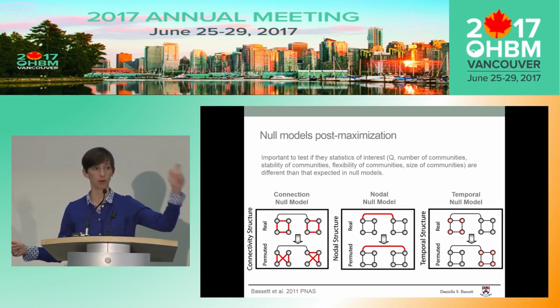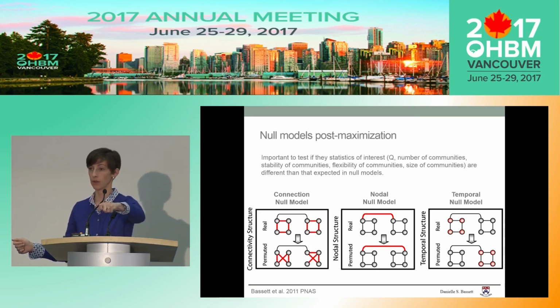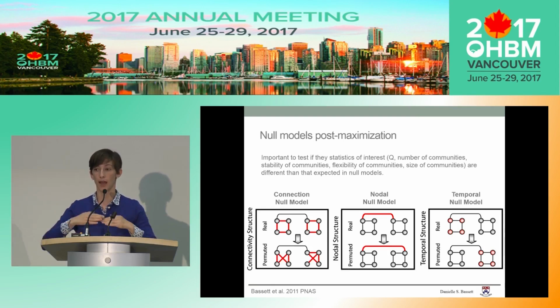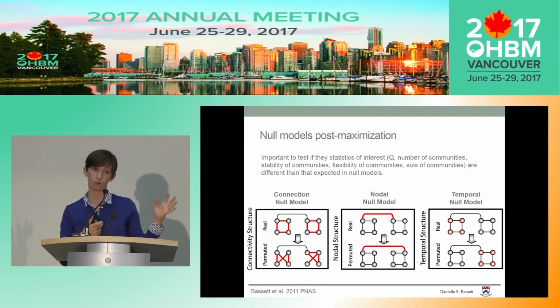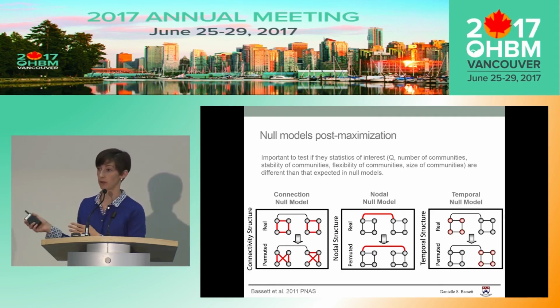So instead of having time window 1 next to time window 2 next to time window 3, now each of those are randomly interspersed among each other. So you've destroyed any low frequency changes in the network organization that are present. What you want to do is to show that any of the statistics you've quantified in the real data are different than these null models.